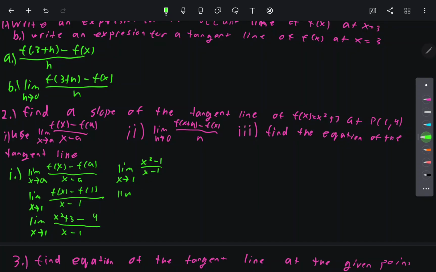X approaches 1. The limit as x approaches 1 then is just going to be, because this is the same thing as x minus 1, x plus 1, because it's a difference of squares, we can cancel. So we get just x plus 1. So we get 2. So I now have to delete half of this.